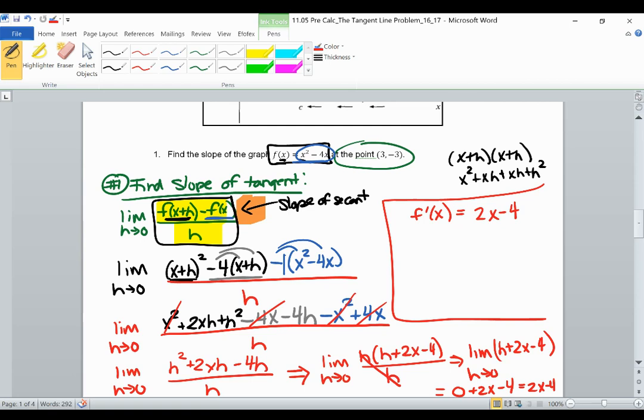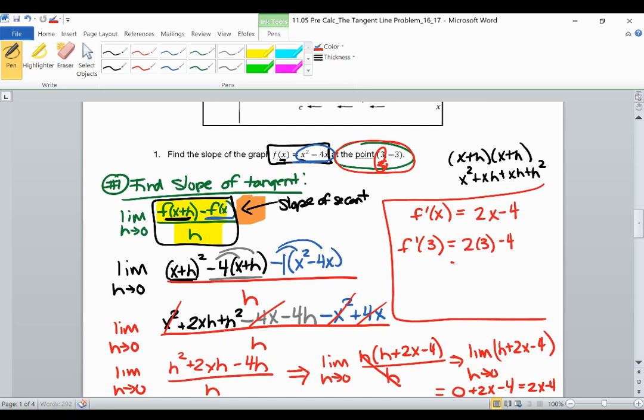We were asked to find what it is at this specific point. So what they're really asking me to find is the derivative, and I actually don't care what the y value is, I only care what the x value is, so f prime of 3. And to do that, I'm just going to sub in a 3 for x.